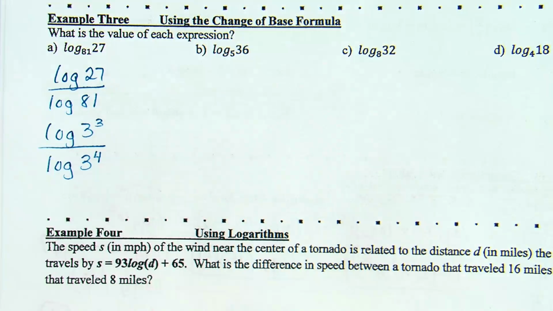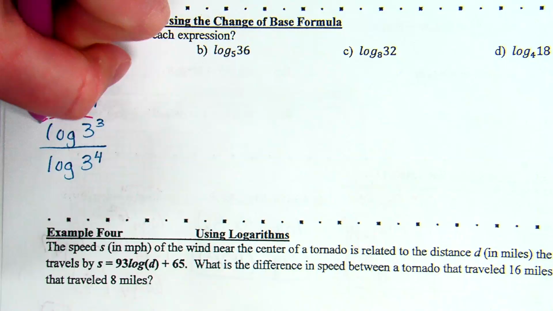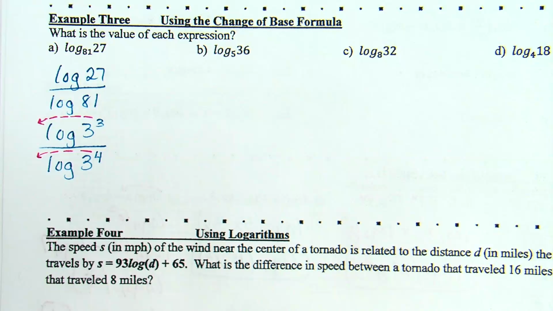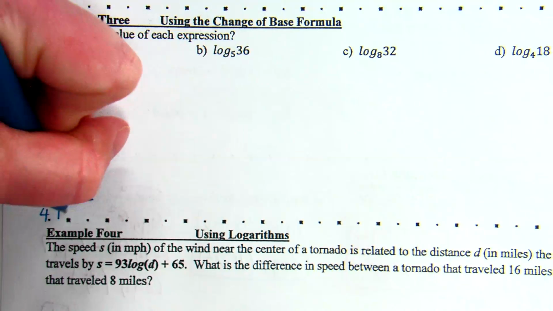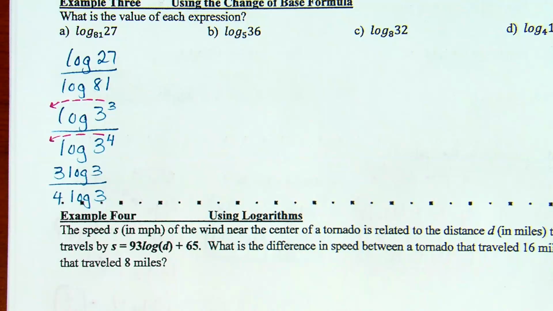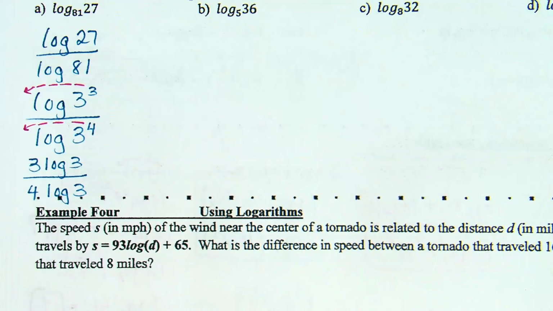Well, what do you think I'm going to say here? What can cancel? Log 3's. Because this is saying 3 times log 3 divided by 4 times log 3. So the factors of log 3 over log 3 can cancel, leaving me with what? 3/4.